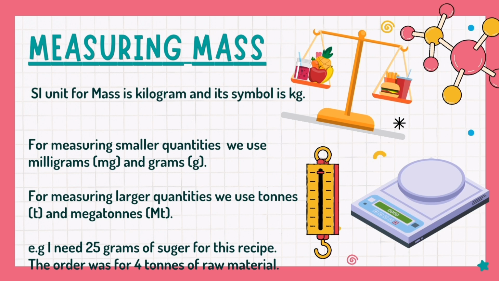For example, I need 25 grams of sugar for this recipe. The order was for 4 tons of raw material.